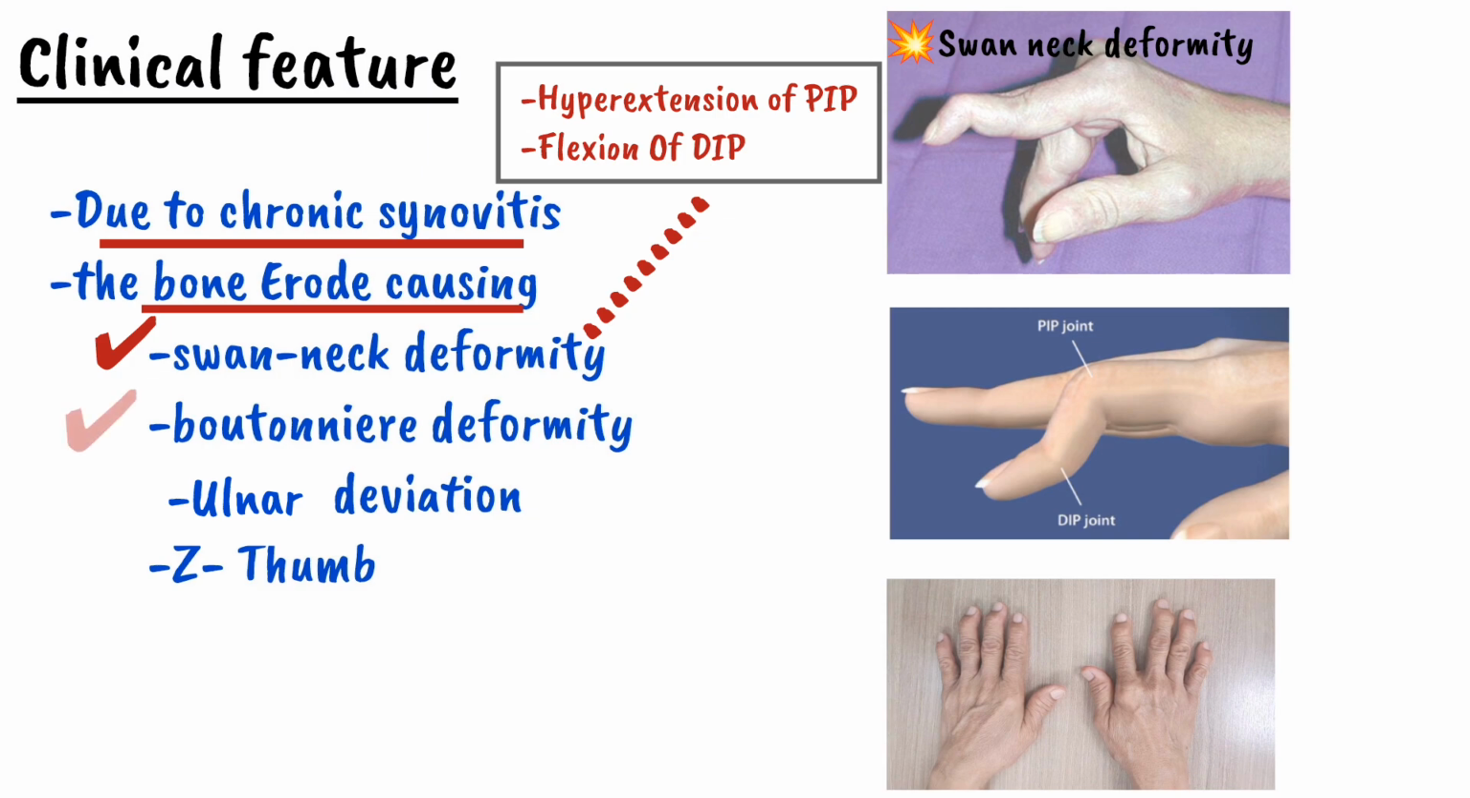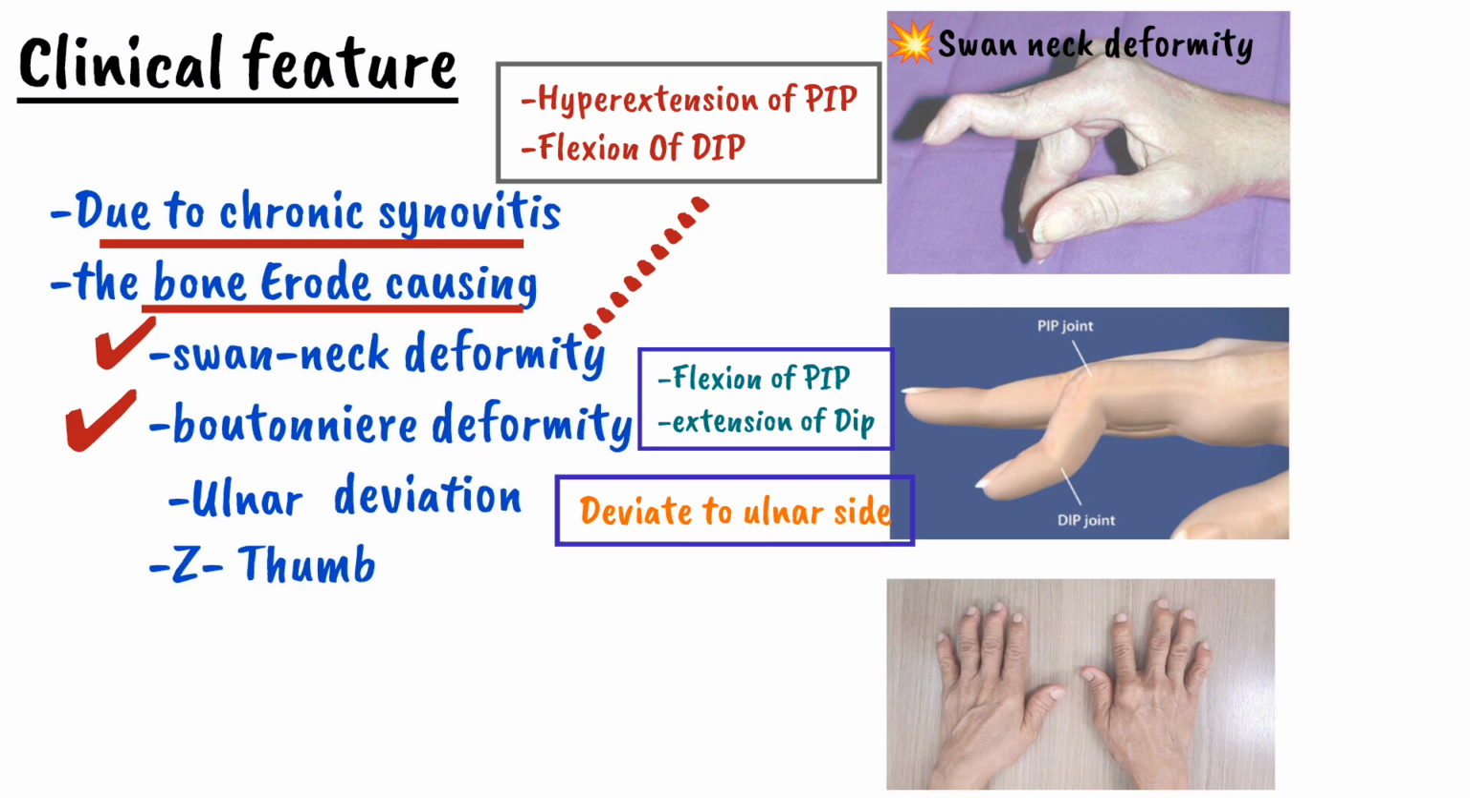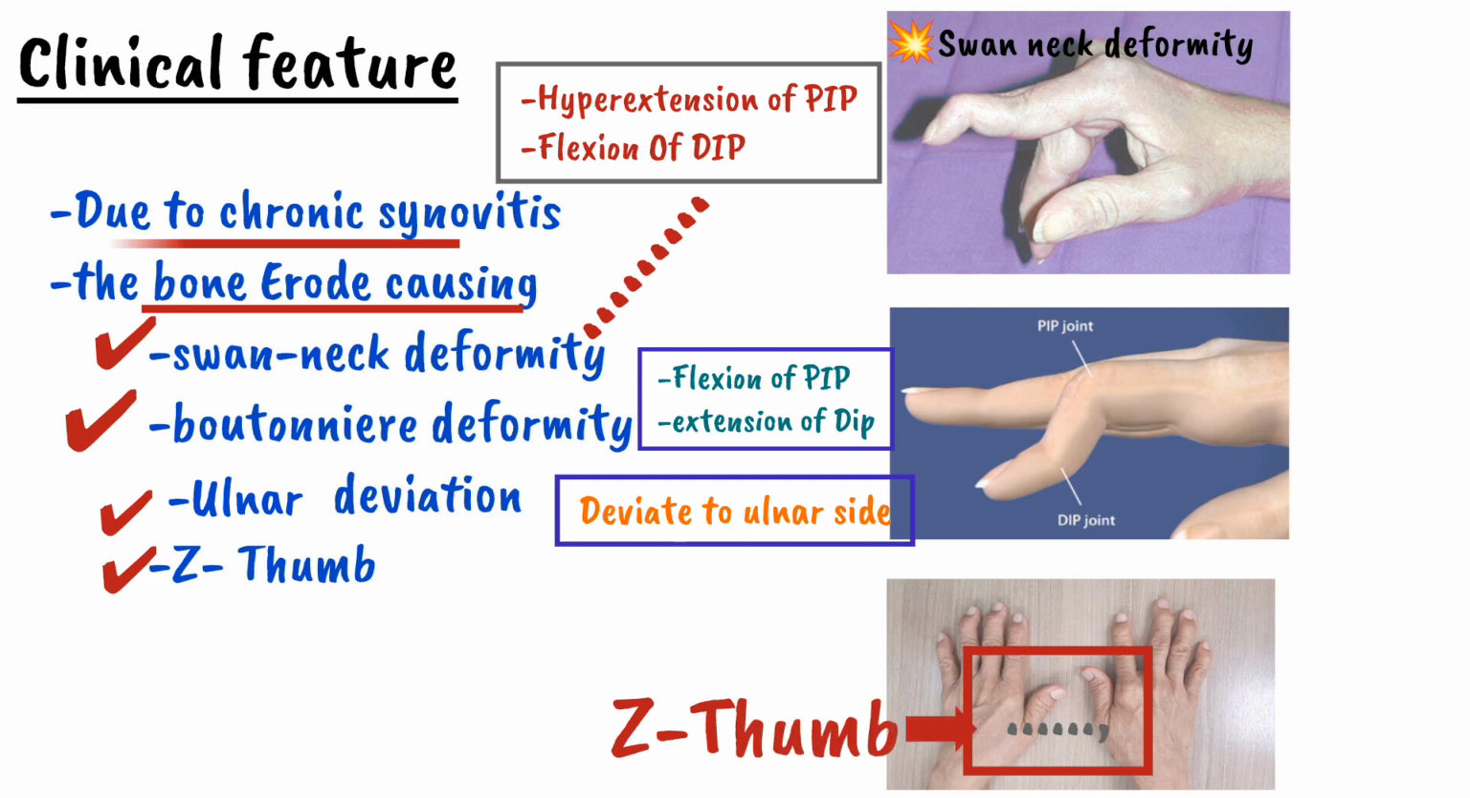The second one is the Boutonniere deformity. In the Boutonniere deformity, there is flexion of the PIP joint and extension of the DIP joint. It is the opposite of swan neck deformity. The third one is ulnar deviation. In ulnar deviation, the hand turns toward the ulnar side. The last one is the Z thumb. In the Z thumb, due to synovitis and erosion of the tendon, the thumb attains the shape of a Z, so it is called a Z thumb. The Z thumb can be illustrated in the last image. You can see the thumb attains a Z shape.